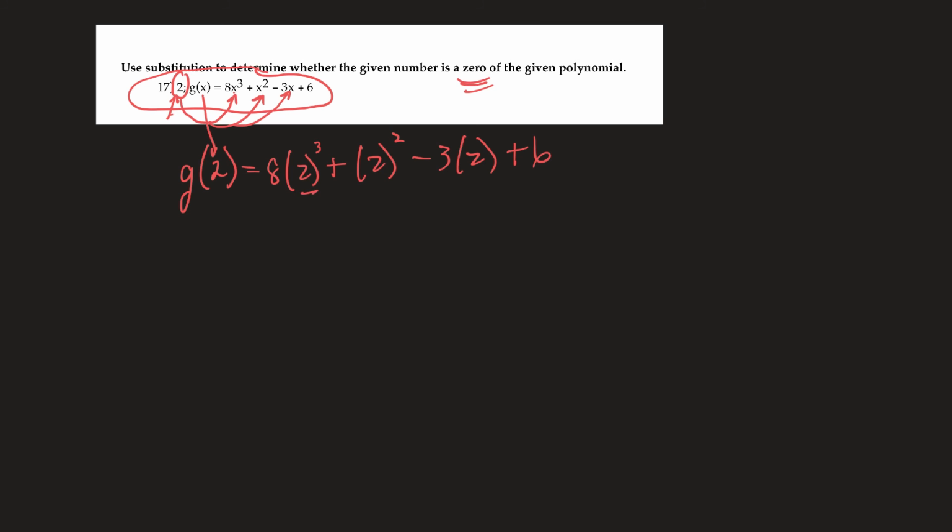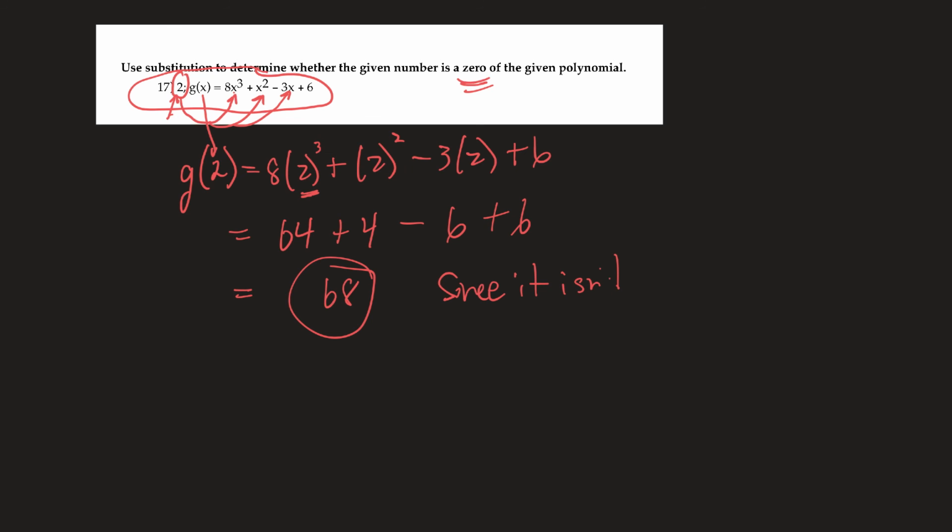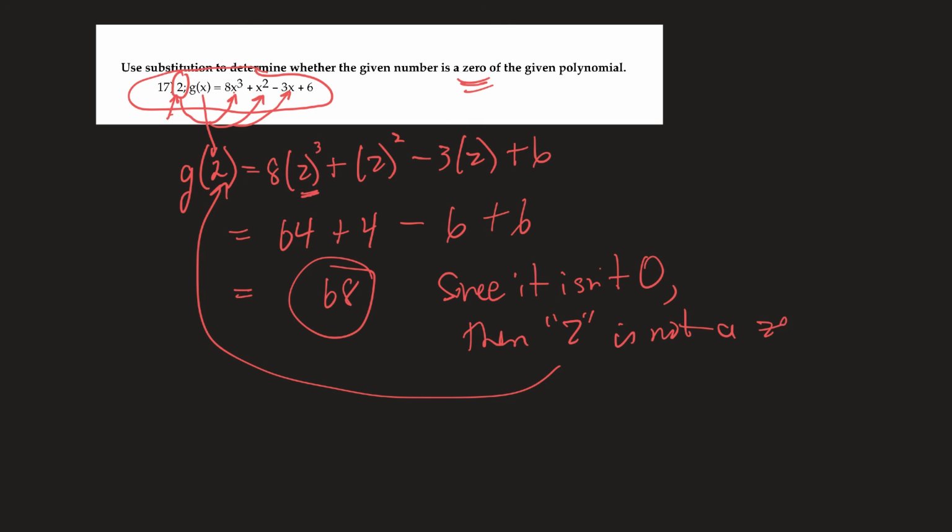So 2 cubed is 8, times 8 is 64. 2 squared is 4. Then minus 3 times 2, plus 6. When you add these, that'll be 68 minus 6 plus 6. So my answer would be 68. Since it isn't 0, then 2, the number we plugged in, is not a zero.